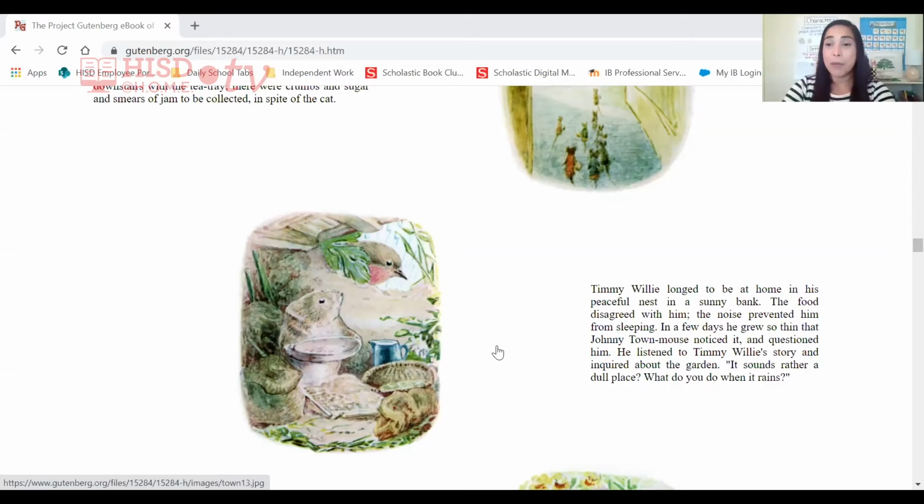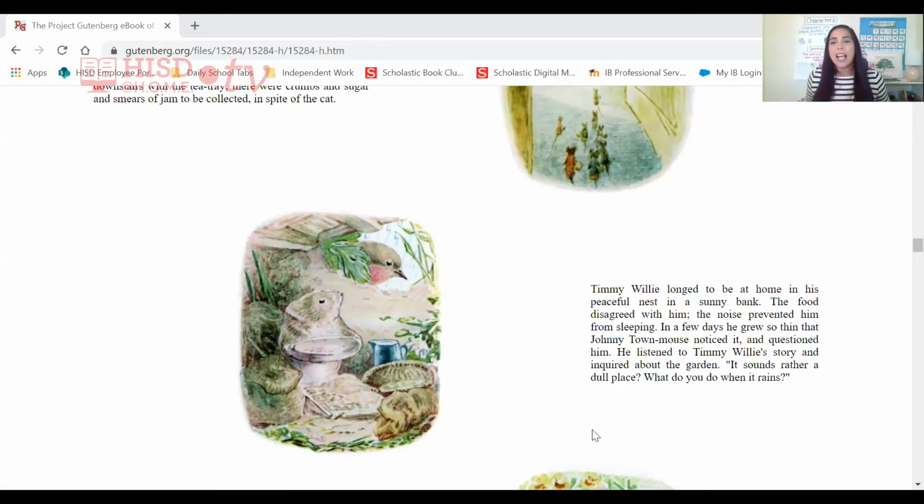So boys and girls, I'm noticing something. Timmy Willy is not very happy here. He's not happy in town. He misses the countryside. He misses the quiet. He doesn't like the bustling of the town. And I know that from several reasons. I know that it's quiet and peaceful. And it says right here, he missed his peaceful nest.